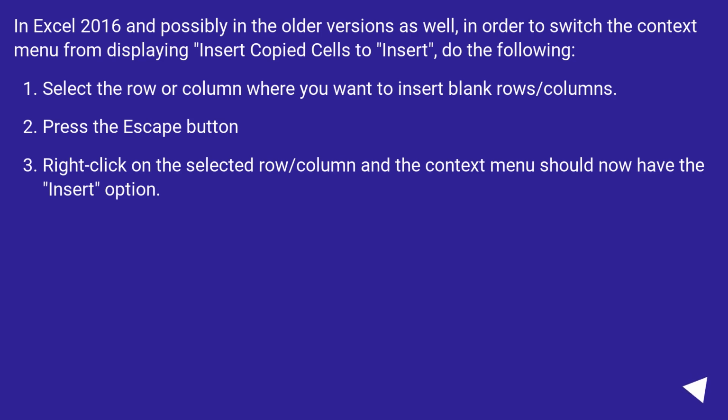In Excel 2016 and possibly in the older versions as well, in order to switch the context menu from displaying insert copied cells to insert, do the following. Select the row or column where you want to insert blank rows/columns. Press the Escape button. Right-click on the selected row/column and the context menu should now have the Insert option.